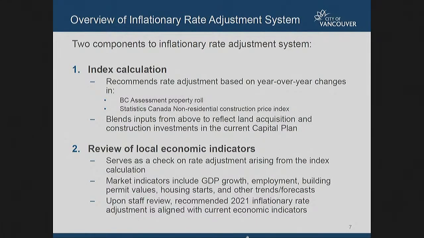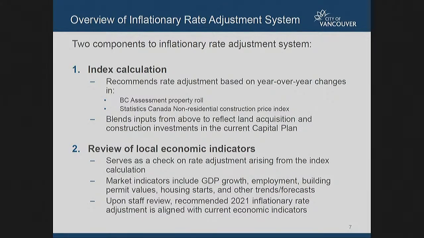The second component is a review of local economic indicators. This serves as a check to ensure the proposed rate adjustments are aligned with current economic indicators. The review of indicators includes GDP growth, employment, building permit values, housing starts, and other trends and forecasts. Overall, staff's review confirmed that the proposed 1.2% increase of rates was aligned with the current economic indicators.